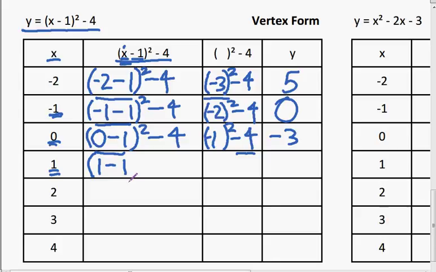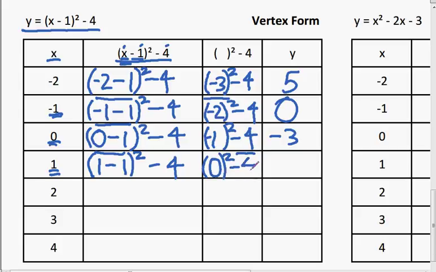Minus 1. It's always minus 1. Then you square it. And it's always minus 4. So now, 1 minus 1. If you want, you can draw the thermometers. I think of it this way. I have 1 cookie. I lose 1 cookie. I don't have any cookies.